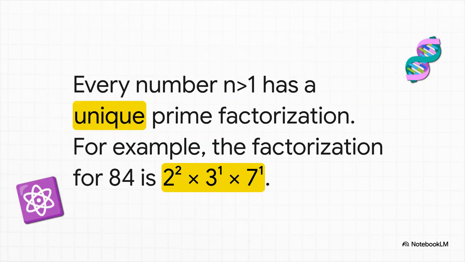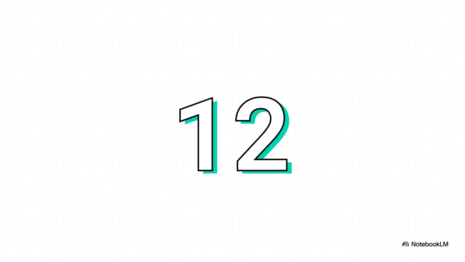And this brings us to one of the most important ideas in all of math, the fundamental theorem of arithmetic. It basically says that every single integer can be written as a unique product of primes. It's like a chemical formula or a DNA sequence just for that number. Take 84. It's always going to be 2 squared times 3 times 7. No other combo of primes will ever give you 84. It's unique.